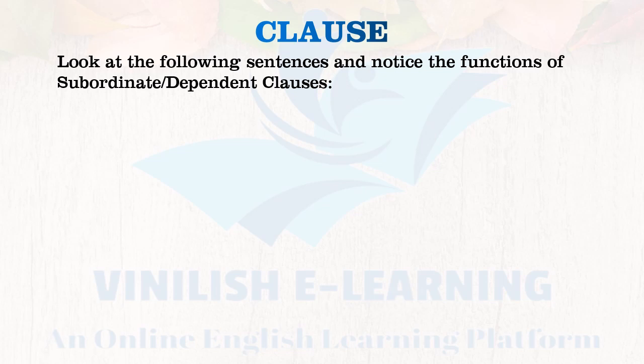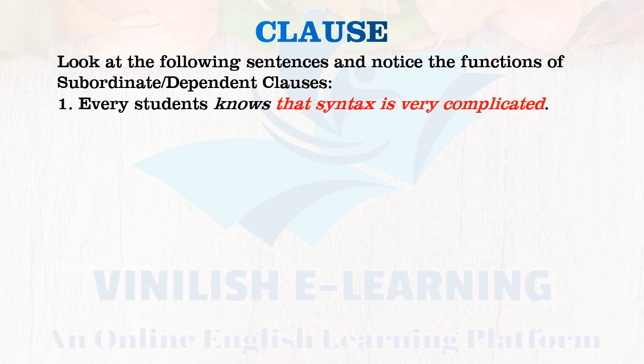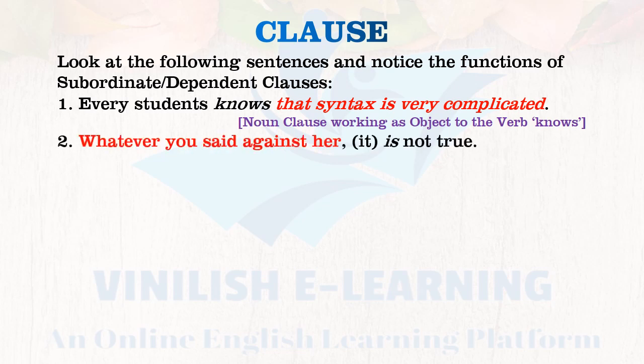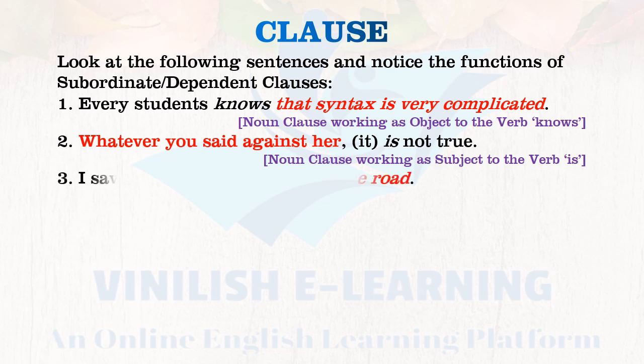Look at the following sentences and notice the functions of subordinate or dependent clauses. Every student knows that syntax is very complicated. Here, that syntax is very complicated is a clause that is working as an object to the verb knows. Whatever you said against her is not true. Here, whatever you said against her is a noun clause working as a subject to the verb is.